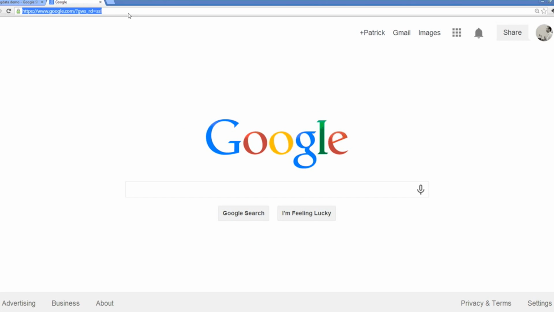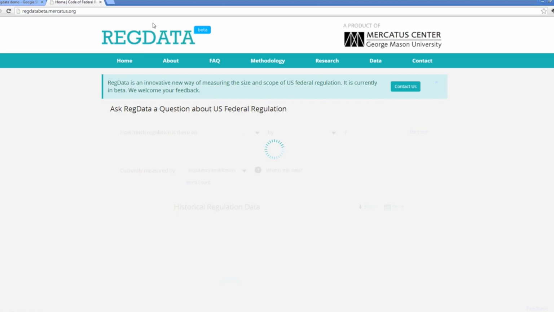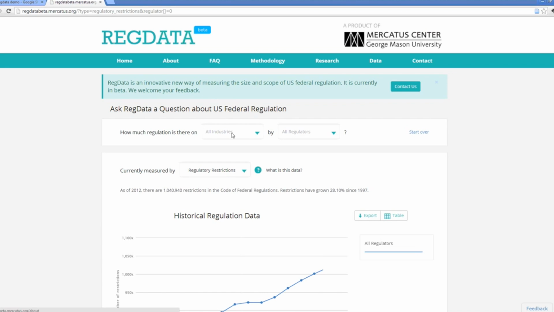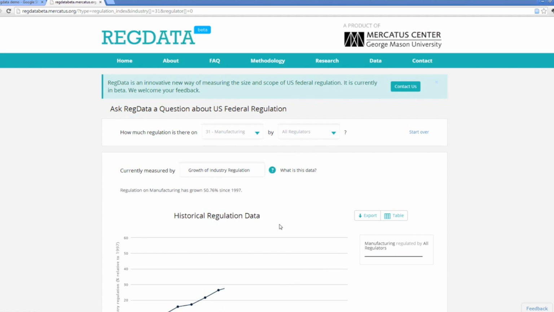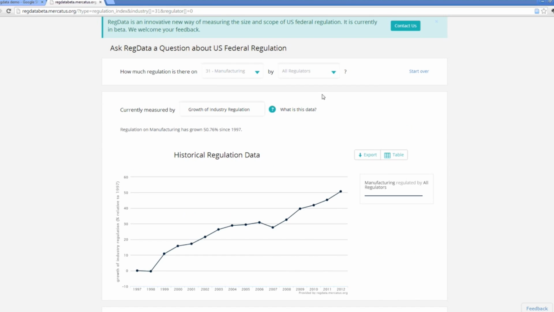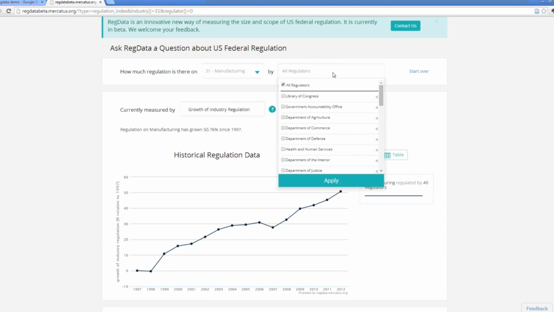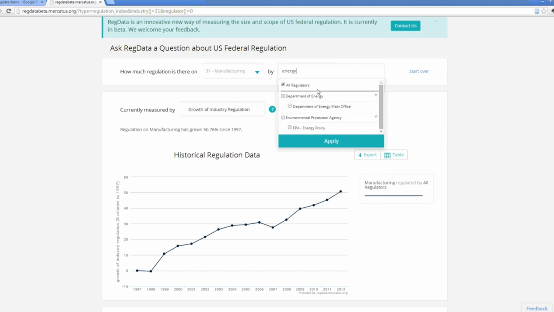We'll start from scratch again, regdata.mercatus.org. And now there's two drop-downs here. This time we're selecting the industry drop-down. And I'm going to select manufacturing as the industry, and then click Apply. And then I'm going to go over here and select two different regulatory agencies so we can compare them. I select Department of Energy.